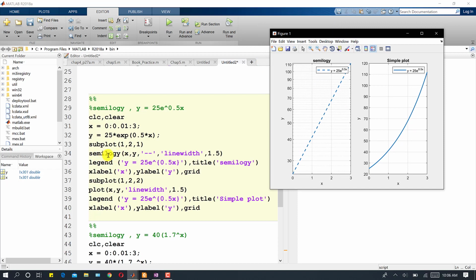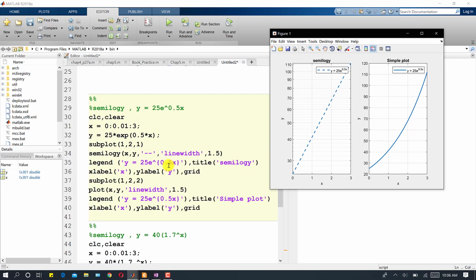semilogy. And if we write semilogx, then the x data will be logarithmically spaced, and MATLAB will take the log to the base 10 of x values. But here we have plotted this function, y is equal to 25 e to the power 0.5x, and we have used the semilogy function. So now these values are the log to the base 10 values of y. Here we can see that this is x from 0 to 3, and this is that y function.